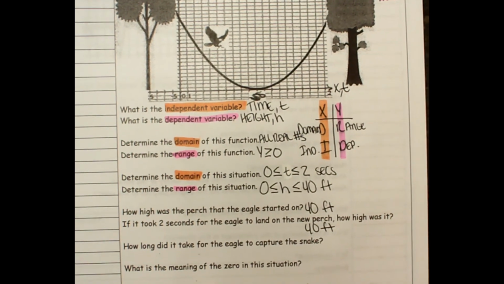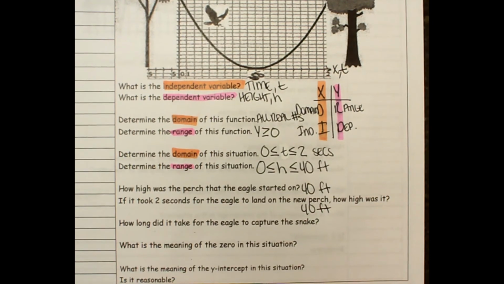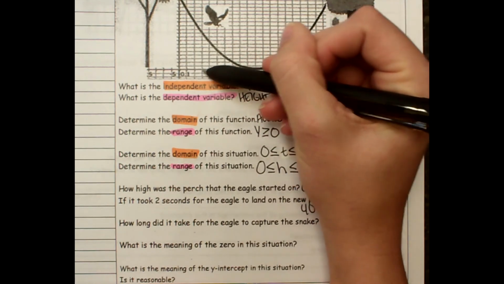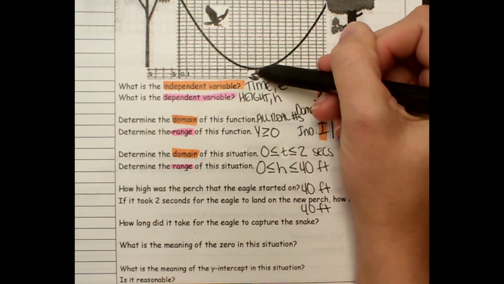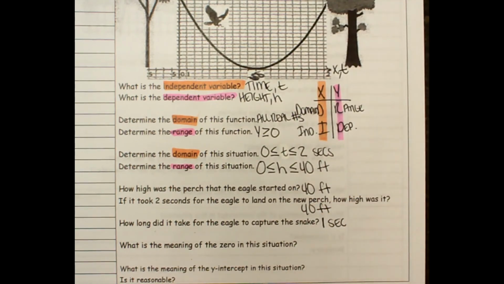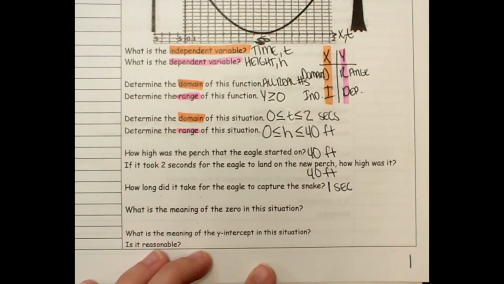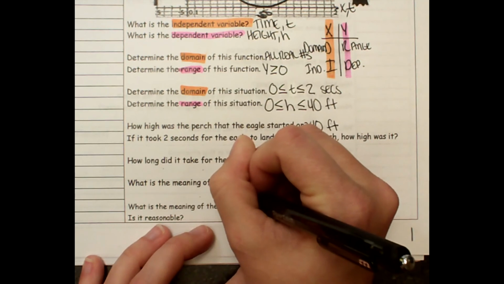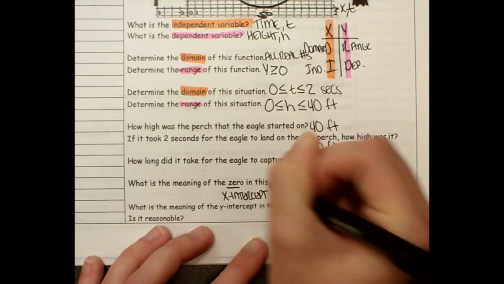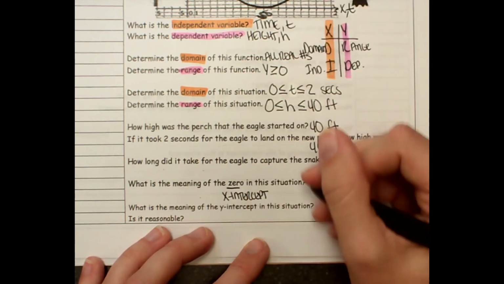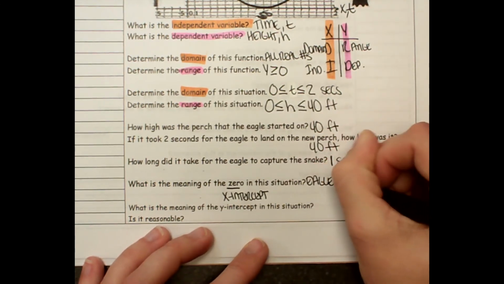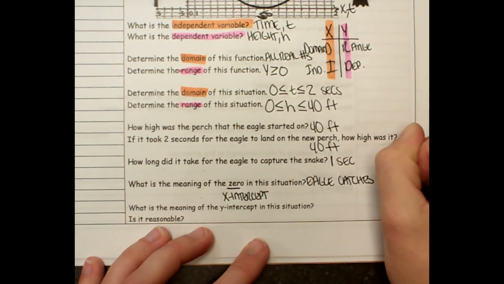How long did it take for the eagle to capture the snake? For how long is time, we're looking at our x-axis. And I know it's hard, but 0.1, 0.2, 0.3, 0.4, 0.5, 0.6, 0.7, 0.8, 0.9, 1. So that means it is 1 second for him to get the snake. What's the meaning of the 0 in this situation? Well, you need to remember that 0 means x-intercept. So the x-intercept from the graph means that's where the eagle catches the snake.